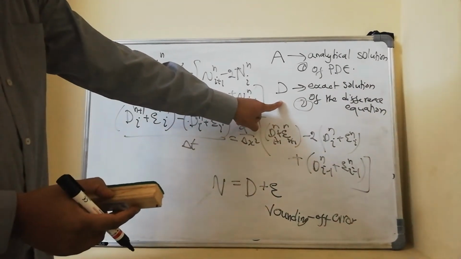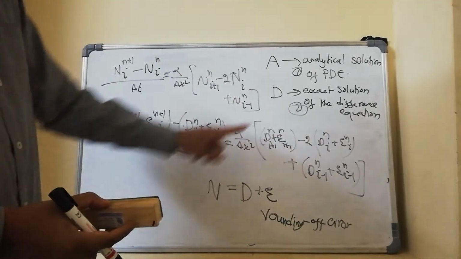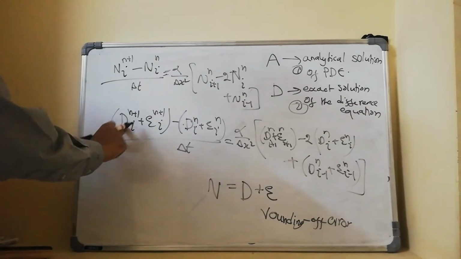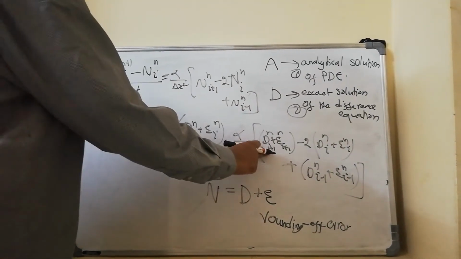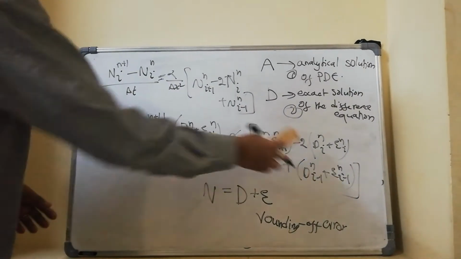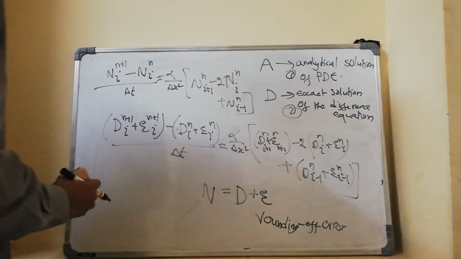We know that by definition this d, the exact solution of the difference equation, satisfies this equation exactly, that is (d_i^(n+1) - d_i^n)/Δt = α/Δx² (d_(i+1) - 2d_i + d_(i-1)). So the LHS and RHS will cancel and we are only left with error terms.